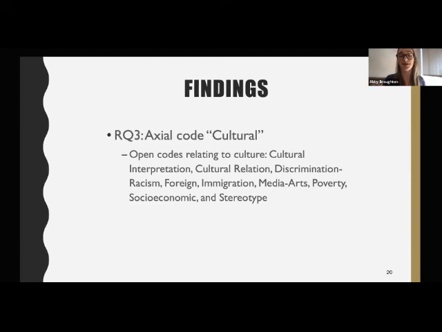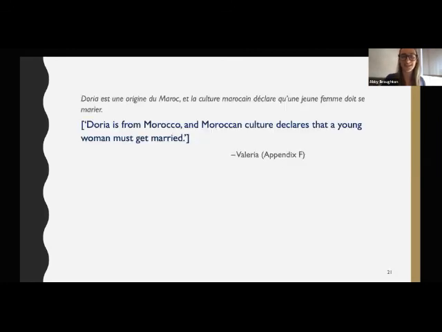They talked a lot about discrimination and racism. Foreign means that they highlighted that something, they used that word, like Doria is foreign or her mom is a foreigner. They talk about immigration, media, poverty, and socioeconomic statuses and stereotypes. And you'll see here that sometimes their cultural interpretations were not always accurate.